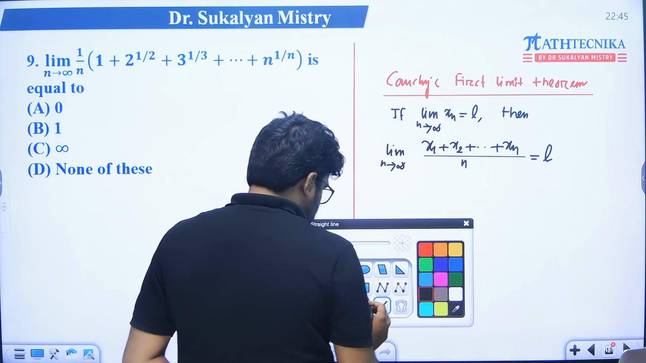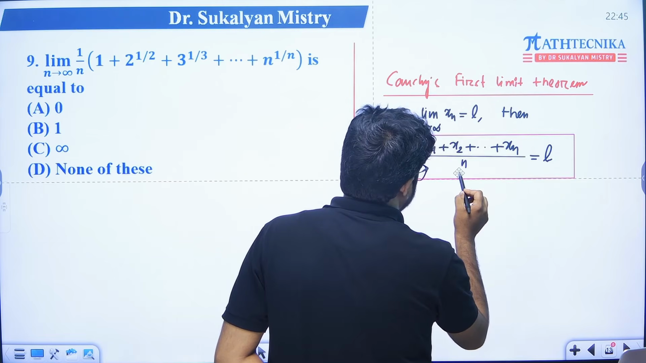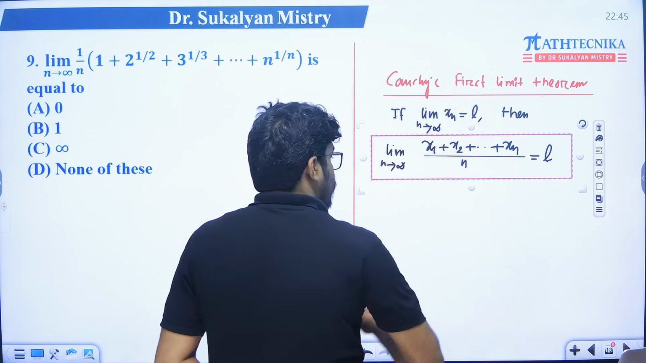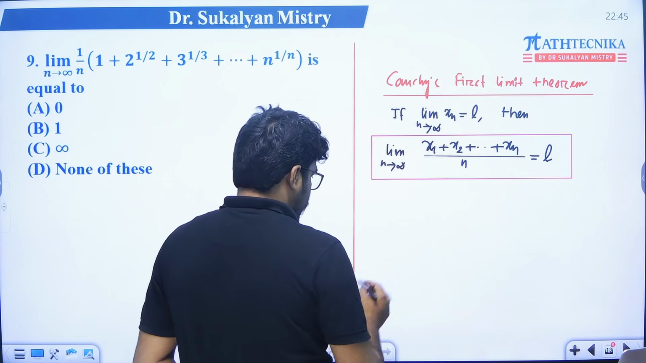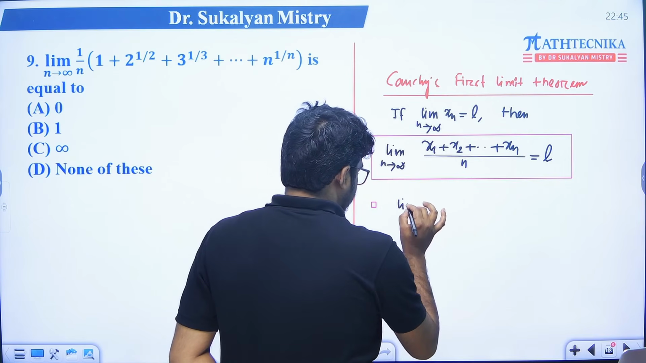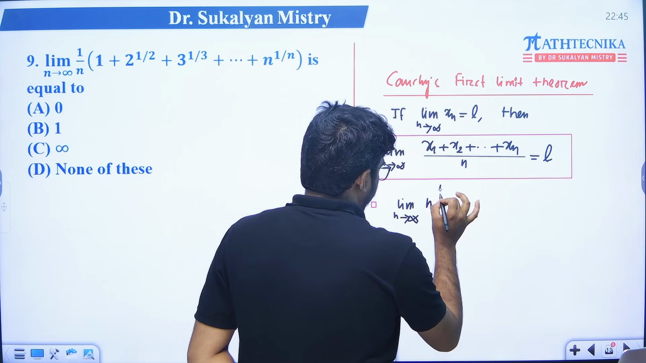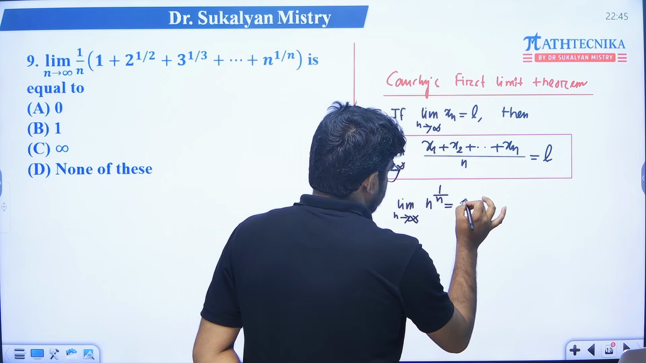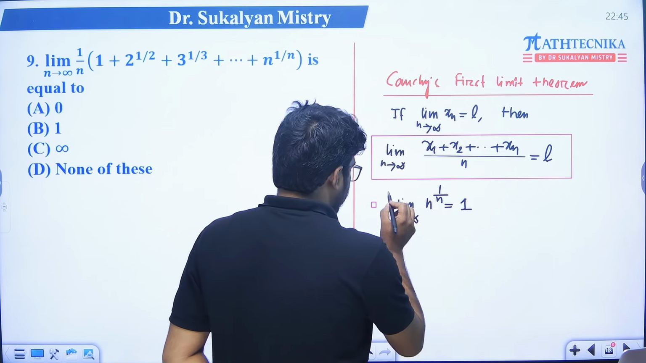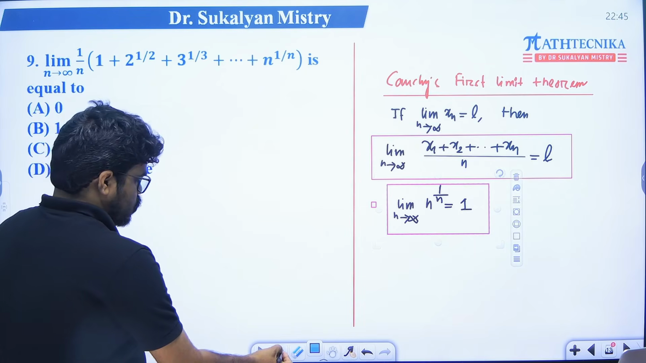This is called Cauchy's first limit theorem. Note this: limit n tending to infinity of (x1 plus x2 plus ... plus xn) divided by n also converges to L. It is also a very important result that limit n tending to infinity n to the power 1 by n is 1.